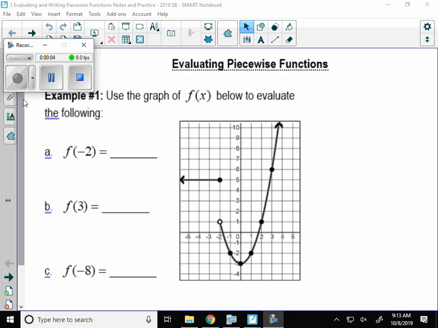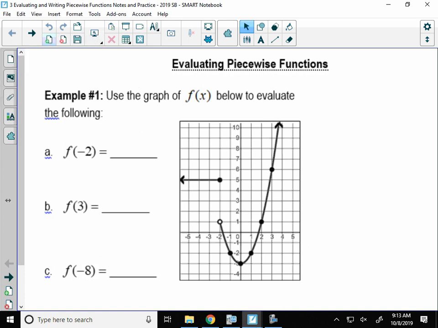Video for lesson 2. So we're going to start with example 1, which says use the graph to evaluate the following. So it's really the same as function notation, except we just have 2 parts to the graph. F of -2. When I'm finding this, the -2 is an x value. So go to where x is -2 on the graph.